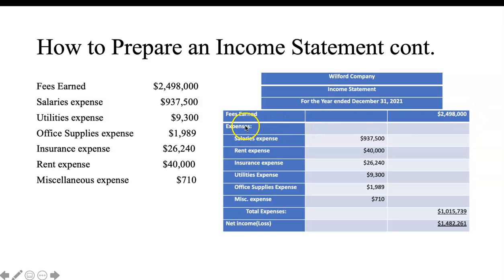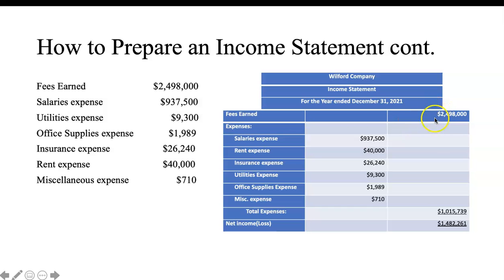This is just a title here to show that the remaining items will be expense accounts. And we don't do that for revenue here because we only have one amount. If we had two revenue streams, we would have a title that would say revenues, and we would list those as we're doing the expense. But since we only have one, that's why we don't have a title here. So we see the salaries expense, then rent, insurance, utilities, office supplies, and miscellaneous.